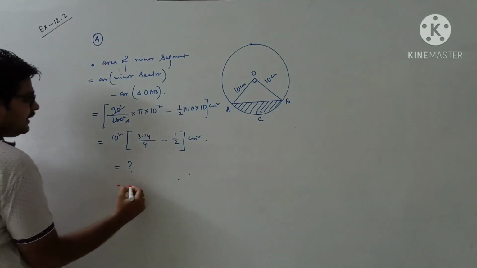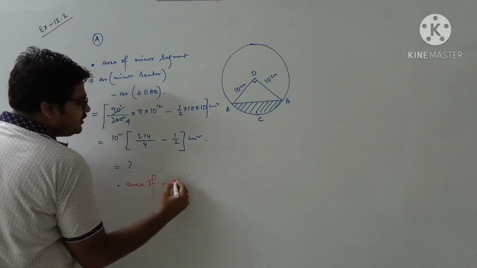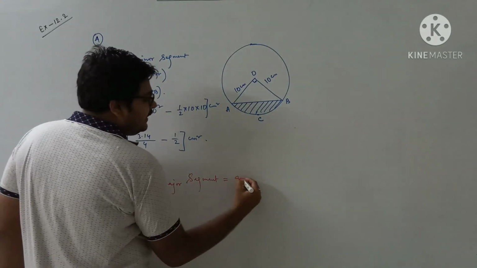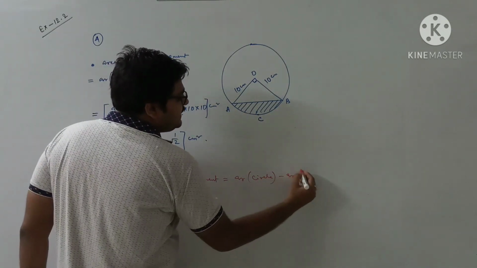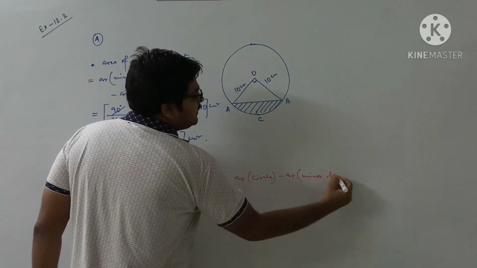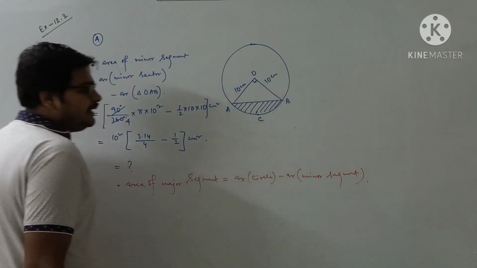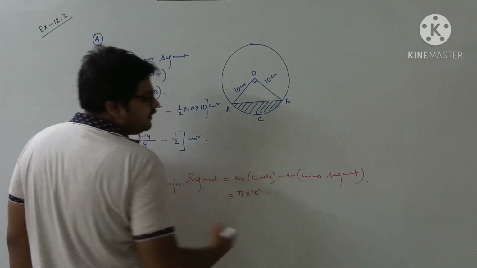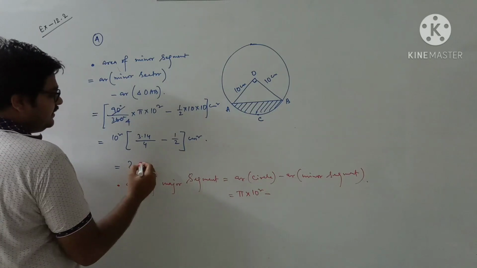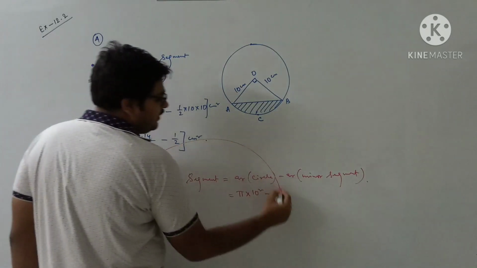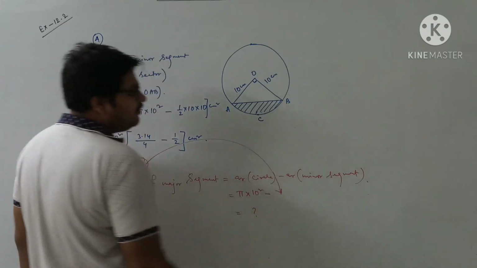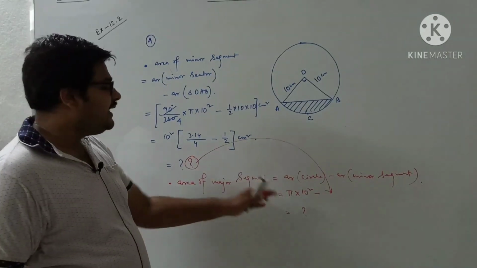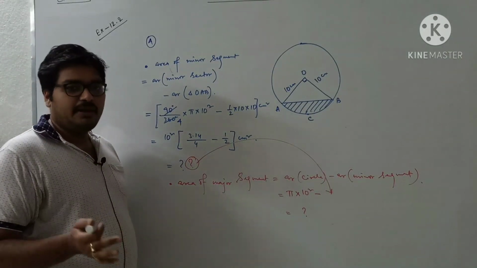So area of major segment equals area of circle minus area of minor segment. Area of circle, what is the formula? Pi r square. What is the radius? 10. Now the area of the minor segment, whatever answer you get, put it here, and after that complete your calculation yourself. Do remember at the end of this question, pi is given as 3.14, so you have to apply that.